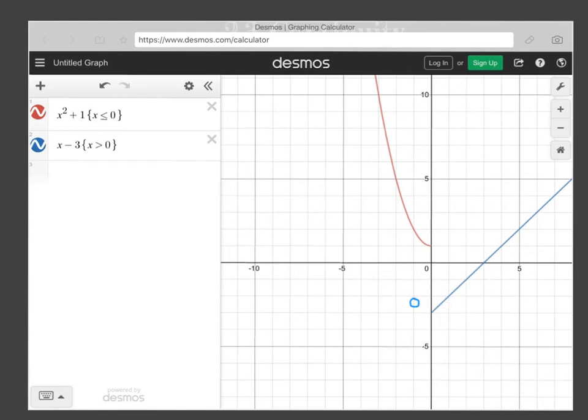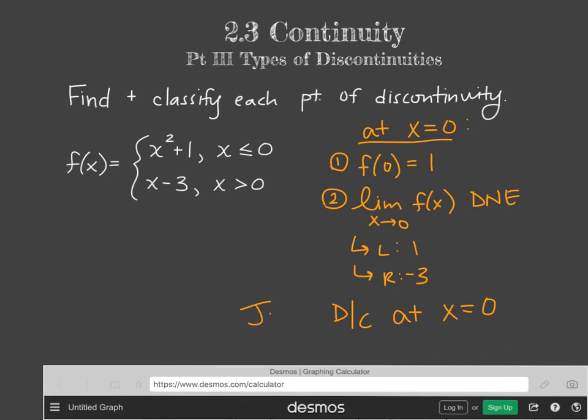So when we have a piecewise and the limits from the left and the right are not equal, but they both exist, they're ending at different spots. There is a big jump there. So that is why the discontinuity at x equals 0 is a jump discontinuity. So we would say we have a jump discontinuity at x equals 0.